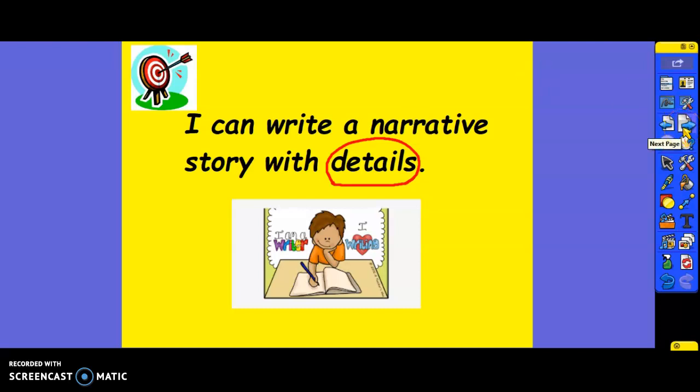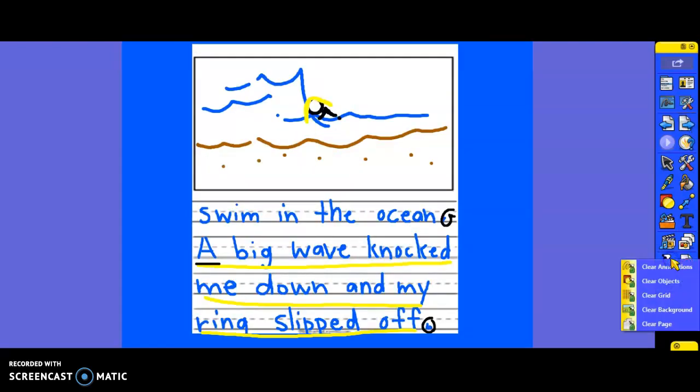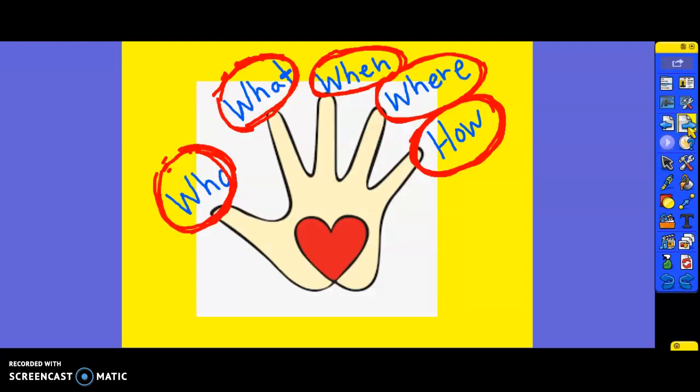Today, before we start writing, I want to talk about the details that I want you to make sure that you include in your writings today. So before we go into Ms. Nakhan's writings, we are going to look at the important details that I want you to have in your narrative writing today. This special hand is going to help us remember those important details that we need to include in our stories today as we write. The first one is who.